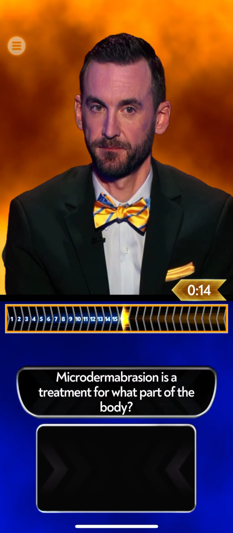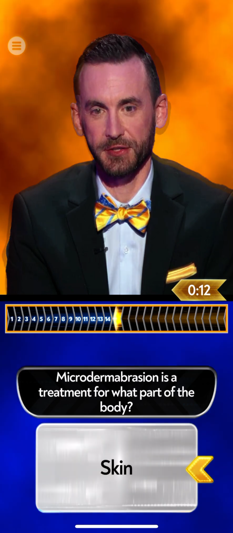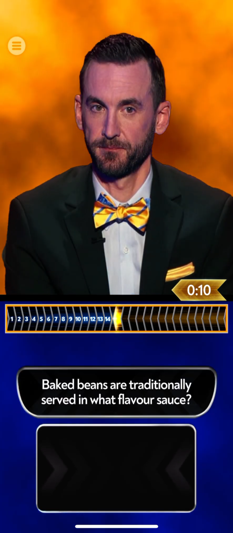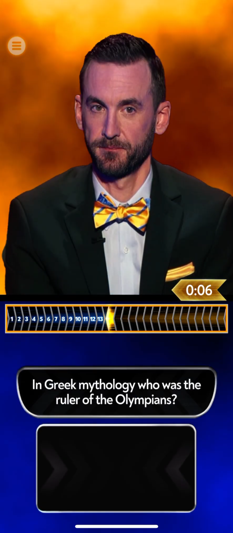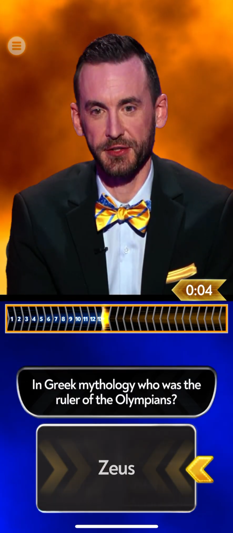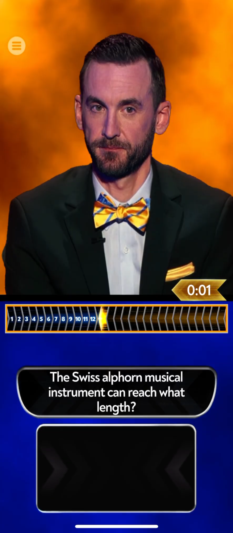Microdermabrasion is a treatment for what part of the body? Baked beans are traditionally served in what flavor sauce? In Greek mythology, who was the ruler of the Olympians? The Swiss Alphorn musical instrument.